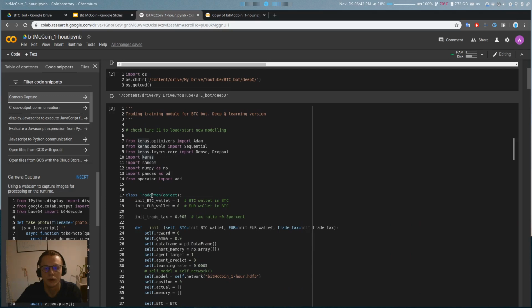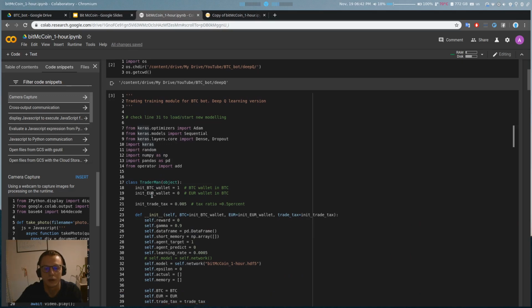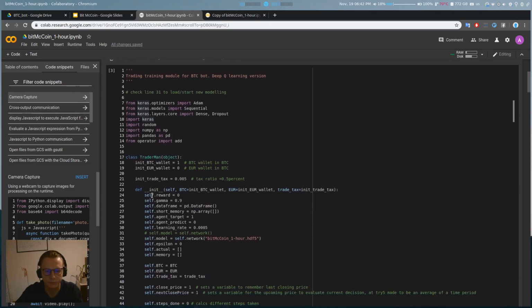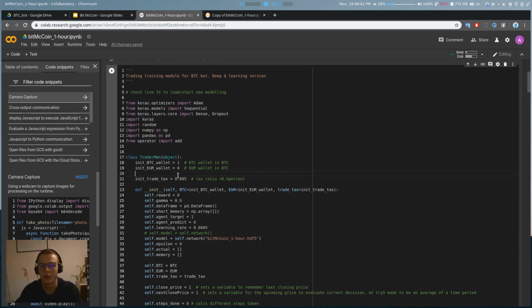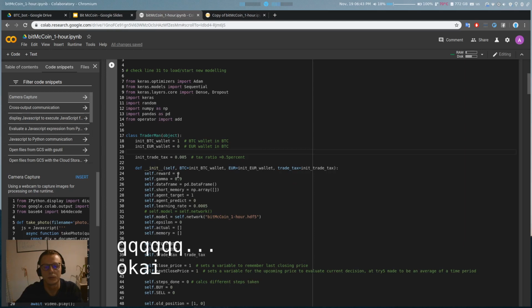Then the trading module is where the things start to be a bit more interesting. So we set up a class, TraderMan. TraderMan is gonna be our main object here. It's the equivalent of the Deep Q network agent, which is used in other examples that you can see online.